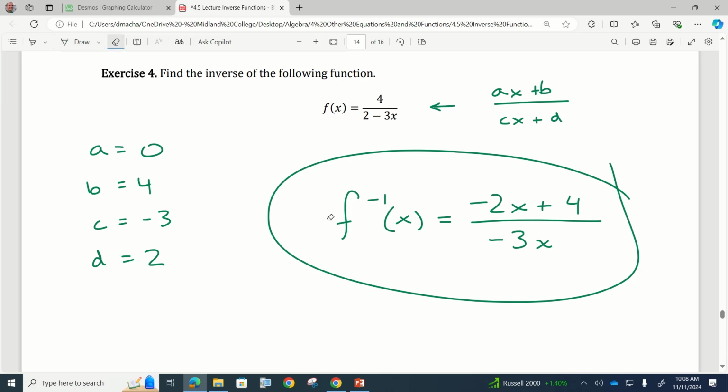And, if I wanted to, I could multiply the top and bottom by like negative 1, right? And I could say that is the answer too. So, you're aware of that.